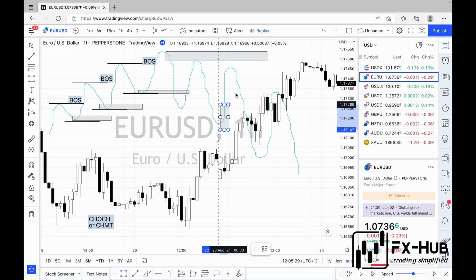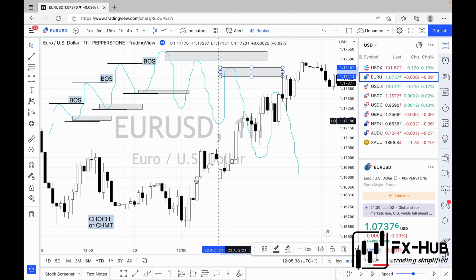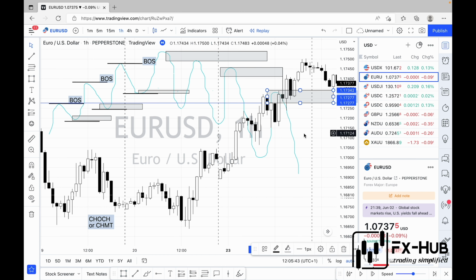And traders will be interested in this lower high. So in a bull trend, we'll be looking at the higher lows, and on a bearish trend, we will be looking at the lower highs. That means something of this nature. Let me draw it this way.